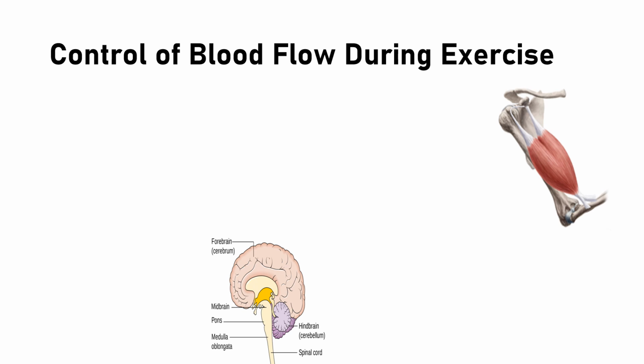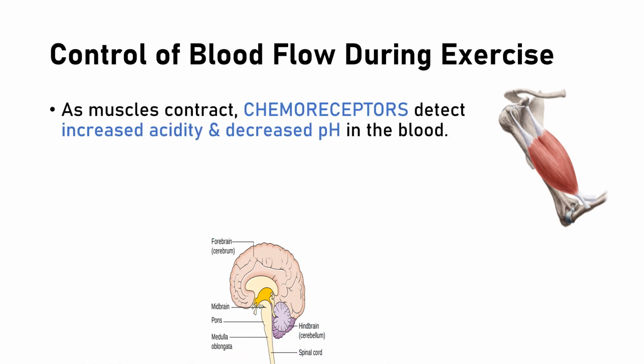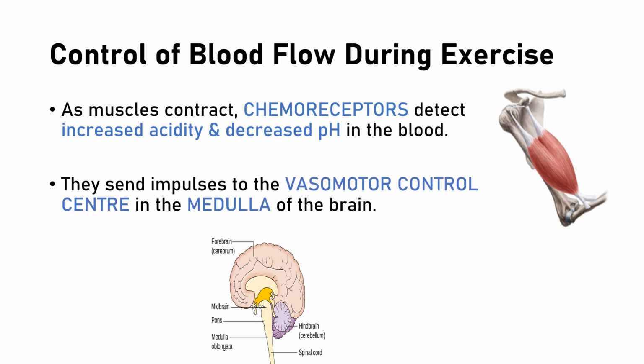The control of blood flow during exercise. We've done this already, but let's go over it again and make sure we've got some notes. As your muscles contract, the chemoreceptors detect the increased acidity and decreased pH of the blood. Remember, that's because we've got more carbon dioxide in the blood that's been converted to carbonic acid. So the chemoreceptors are detecting that increased acidity. They send impulses to the vasomotor control center in the medulla of the brain.